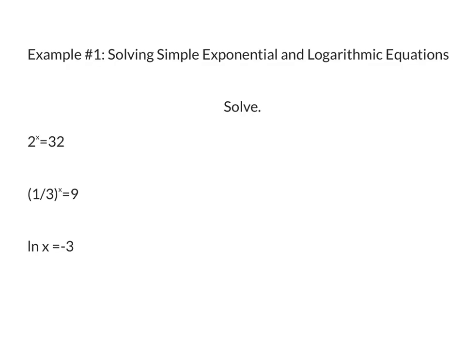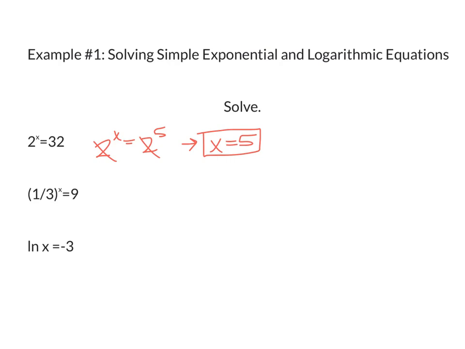So in example 1, we are asked to solve simple exponential and logarithmic equations. The first thing that we really want to do is find a common base. The common base of 2 and 32 is 2. So I would rewrite 32 as 2 to the 5th power. Since they now both share the same base, we ignore their bases and we focus on the answer, which is x equals 5. I got that from their powers.